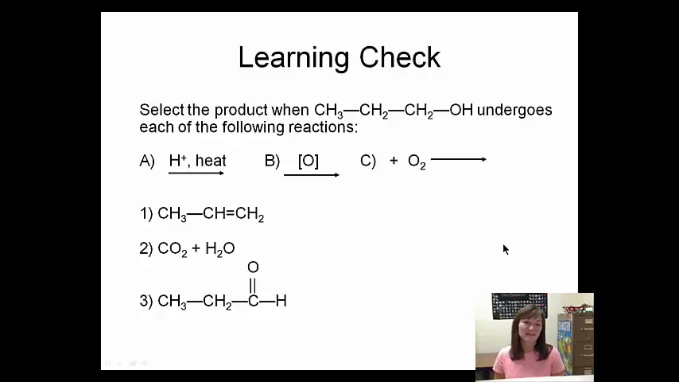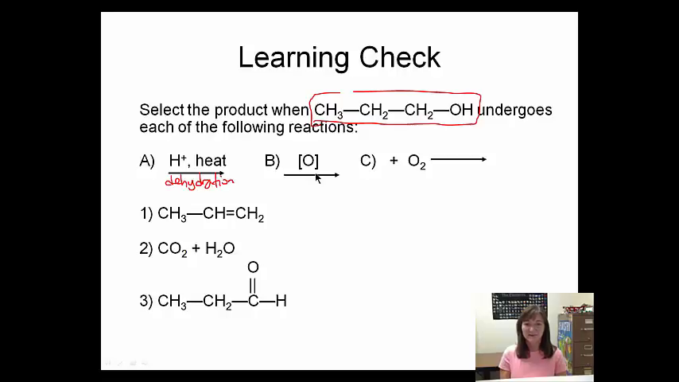Here's another learning check. Select the products when 1-propanol undergoes each of the following reactions. So here's the alcohol we're looking at. What is the product if you see this arrow with heat and acid right after it? Well, I want you to memorize. When you see this over the arrow, you are going to do dehydration. When you see the oxygen in brackets, that means you're going to do oxidation. When you see this alcohol with oxygen added to it, that's going to be combustion.